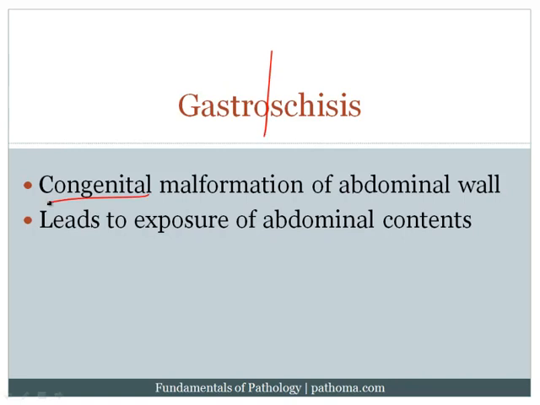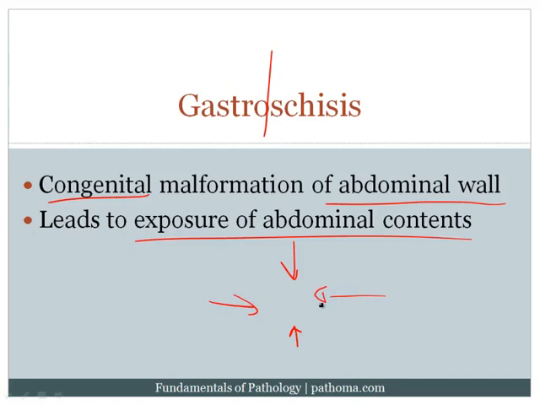Instead, we get a congenital malformation of the abdominal wall, so that it is the abdominal wall that is actually kind of split, which then leads to exposure of the abdominal contents. Let me remind you that when we form the abdominal wall, we actually have a bunch of folds that come together. So there's an anterior fold, there's a posterior fold, and then there's a couple lateral folds. And all of these have to come together to form that anterior abdominal wall.